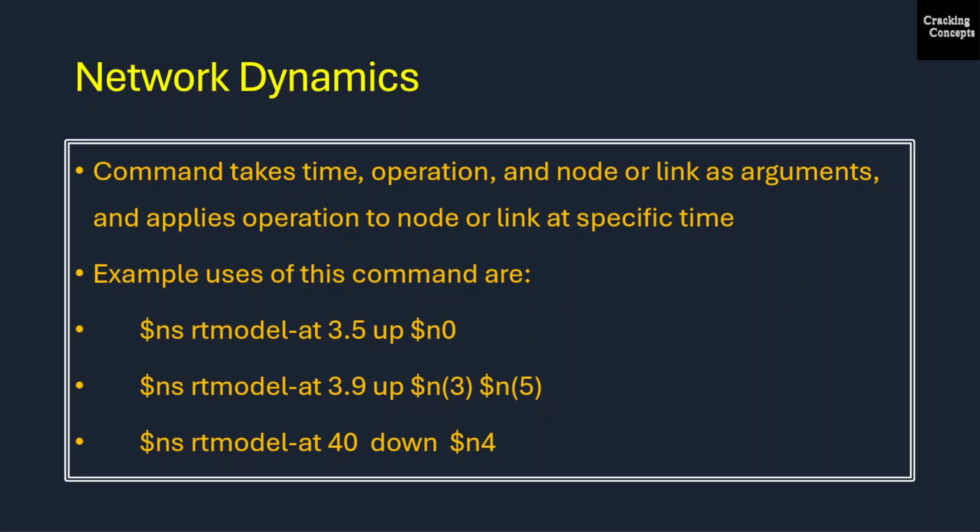Some of the examples of this command are given here. The ns rtmodel-at, the time, whether it's up or down, and this is a node failure. These two are being activated and deactivated, enabled and disabled. This is a link being activated between N3 and N5 nodes.